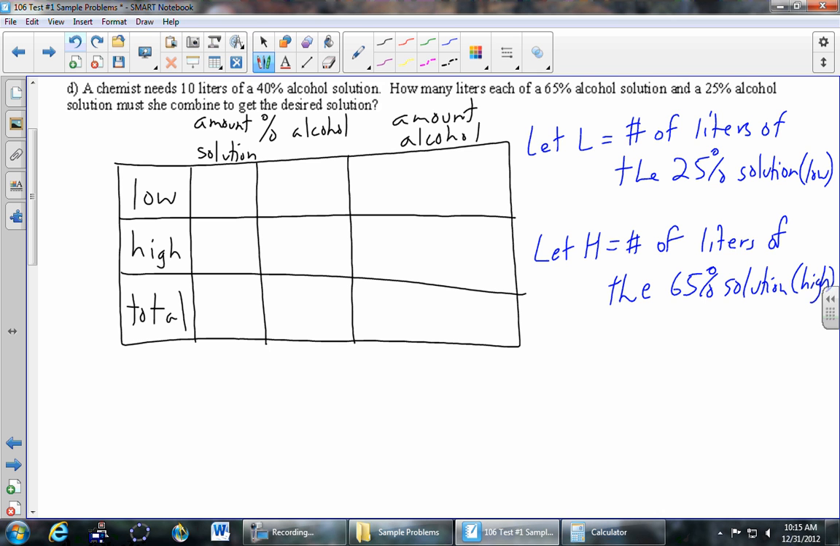So the amount of solution, I'm looking in this top left box here. So how much solution do we have for the low? Well, it's a variable. We just called it L. So I'm putting an L there. Continuing down this column, amount of solution for the high concentration. That's easy. We called it H. Now for the total, it might be tempting to put L plus H, which is correct. But we actually have more information given to us in this problem. We know that the chemist needs a total of 10 liters. So I'm putting a number right there. It's 10.